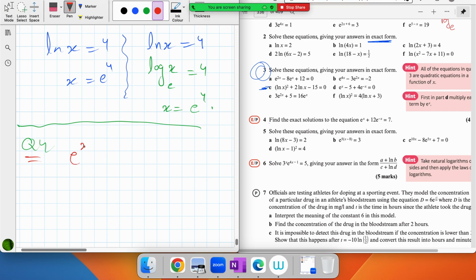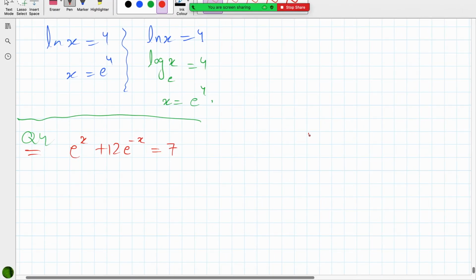It says e raised to power x plus 12e to the minus x is equal to 7. So what should we substitute? Y is equal to e to the power of x. So I can write y plus 12 over y is equal to 7.